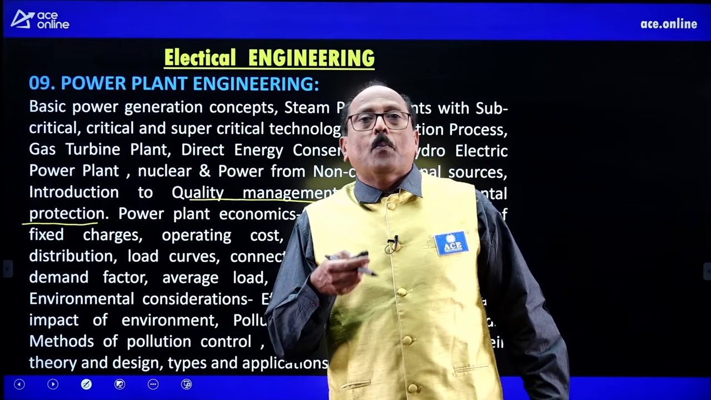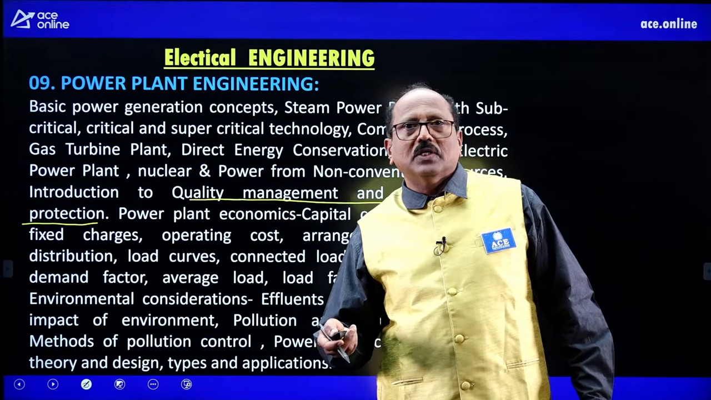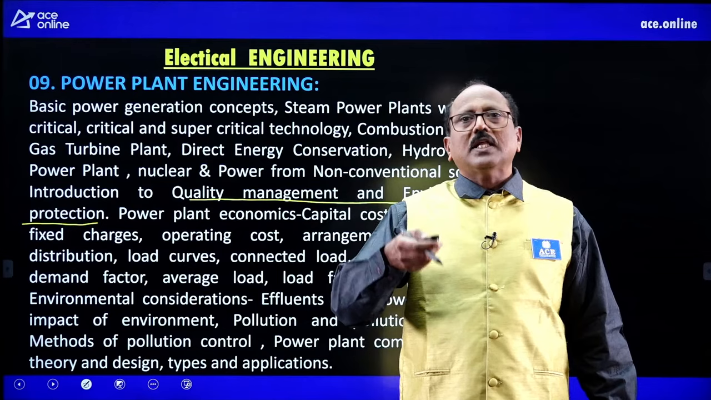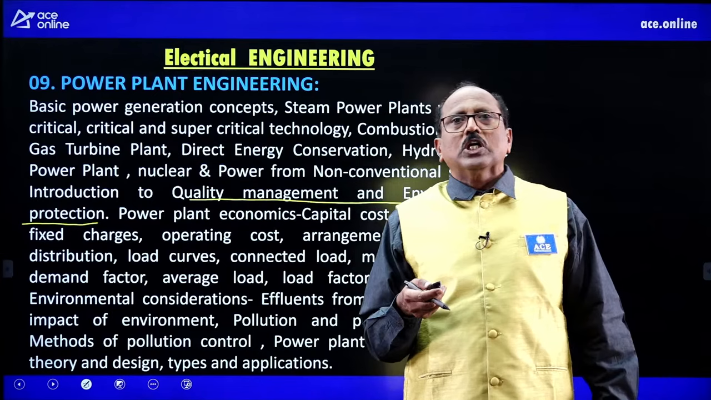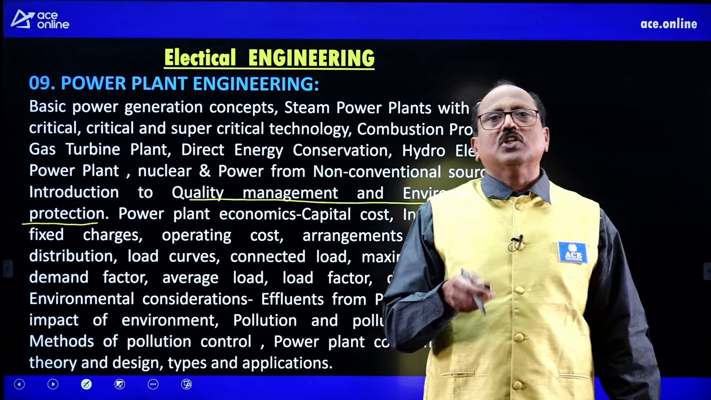So the most important topic is power plant economics. How much power is produced, how much charge we have to make. So power tariff, in Telugu, what we say, collecting the revenue every month, unit wise. 1 unit of electricity means kilowatt hour. 1 kilowatt of power consumed in 1 hour is called a kilowatt hour. So that we are going to deal with.